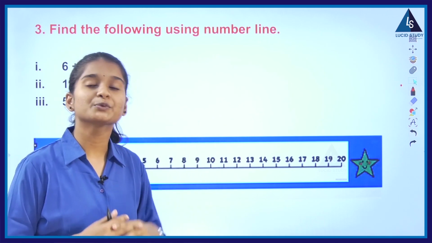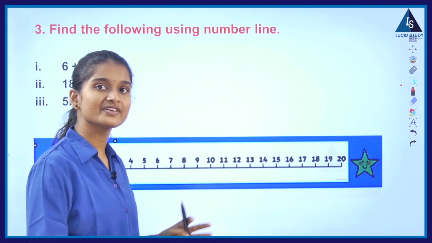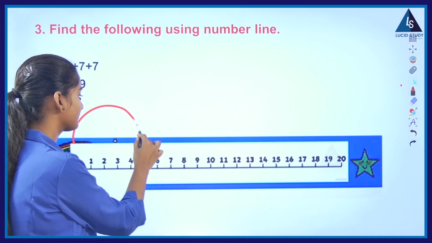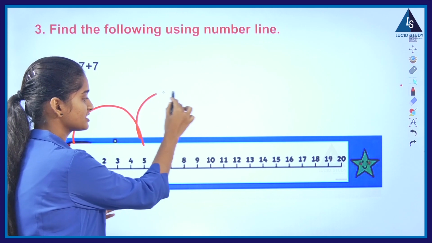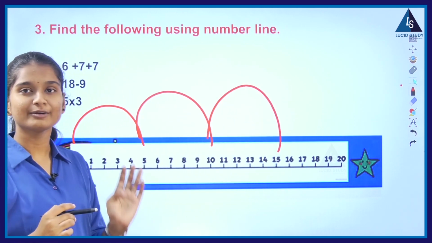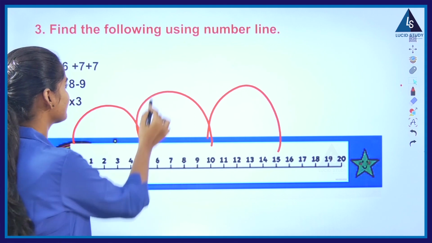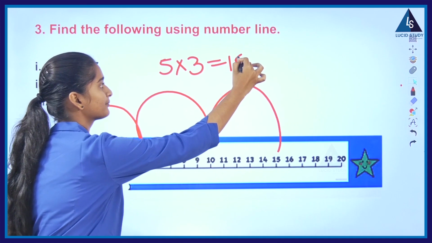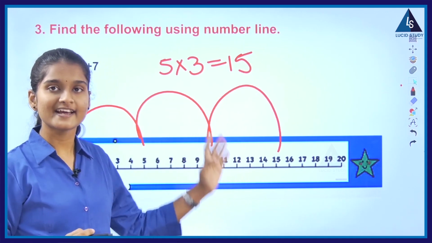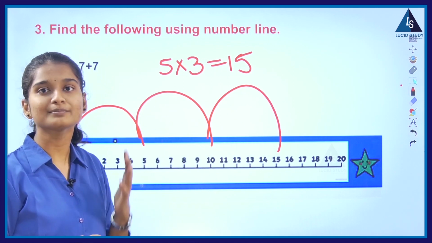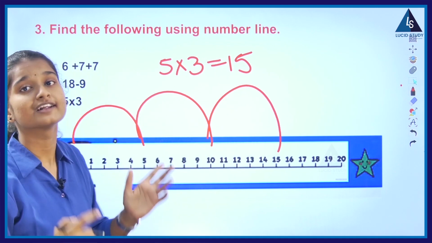Children, as I told you, when we multiply whole numbers, we move on the right side. So 0 to 5, 5 to 10 and 10 to 15. So 5 into 3 is equal to 15. Is this right, children? Yes. This is how we represent the additions, subtractions and multiplications on the number line.